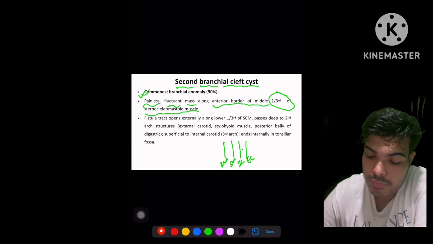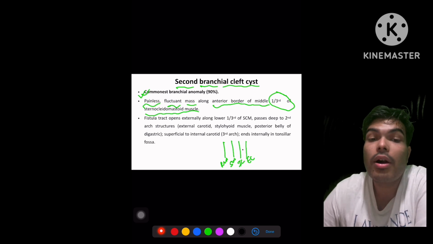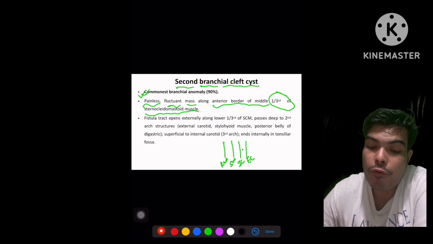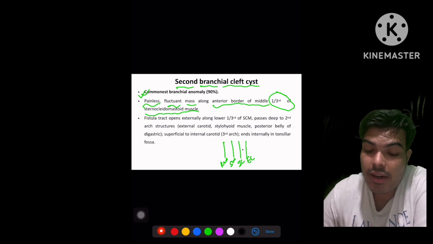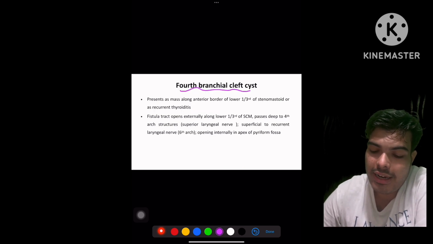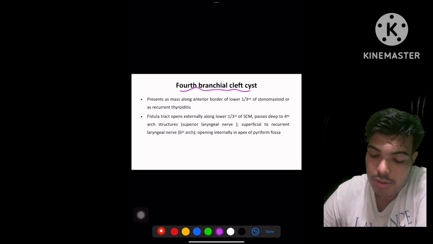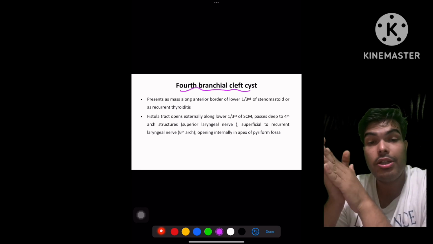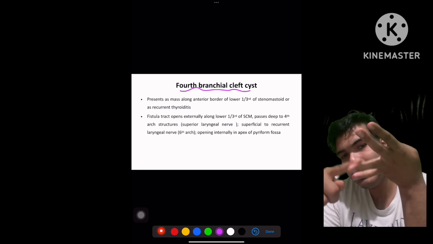Remember, over here, this is your third branchial arch, third branchial cleft. And the fourth branchial cleft means it runs deep to the fourth arch structure, like the superior laryngeal nerve, and superficial to the recurrent laryngeal nerve. Suppose your mass is over here. So how can you remember? You just need to remember 4 structures: superficial and deep, superficial and deep.